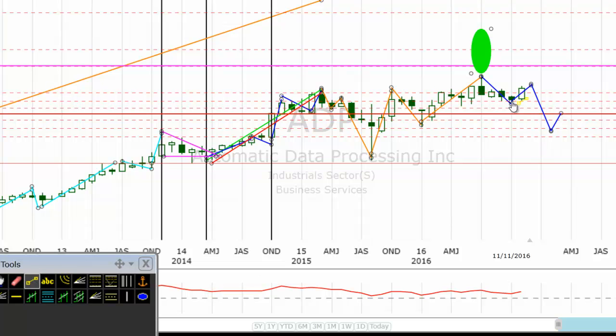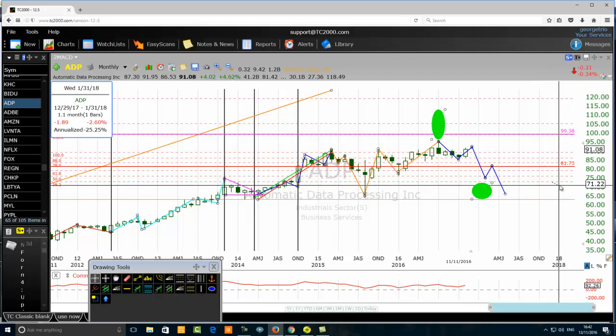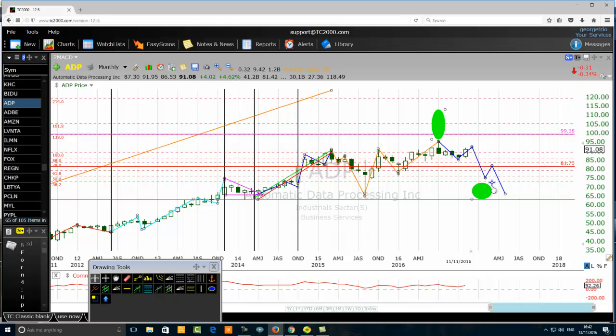The minimum target that we should set is somewhere near the low of the A part of the flat correction. Somewhere in these zones. Call it in the zone of $73 and very conservative, and $66, somewhere in that zone. That's the first conservative target that we should set for the end of the C part of the flat correction.